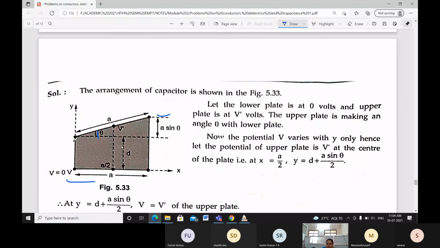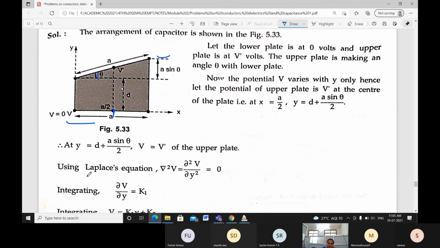It is varying with respect to Y only. Hence, let the potential of the upper plate be taken as V dash at the center of the plate. That is, at the center of the plate, X is going to be a by 2, and Y is going to be the distance d plus a sin theta by 2. Then at y equal to d plus a sin theta by 2, our V is going to be V dash for the upper plate.